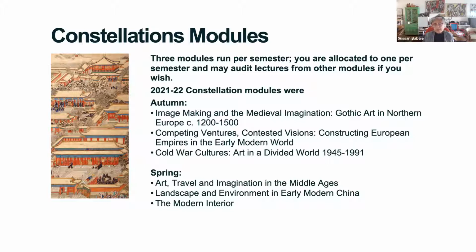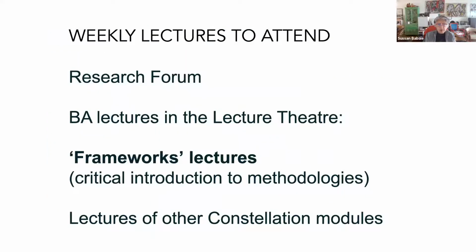But the Constellation modules that you will find next year will be from a selection not unlike what we have this year on offer. Image making and the medieval imagination; competing ventures, which is about the construction of notions of European empires in the early modern period; Cold War cultures; and in the spring term this year, we have art, travel, and imagination in the Middle Ages, landscape and environment in early modern China, and the modern interior. These are not exactly the same next year, but it gives you a sample of the modules that we offer.